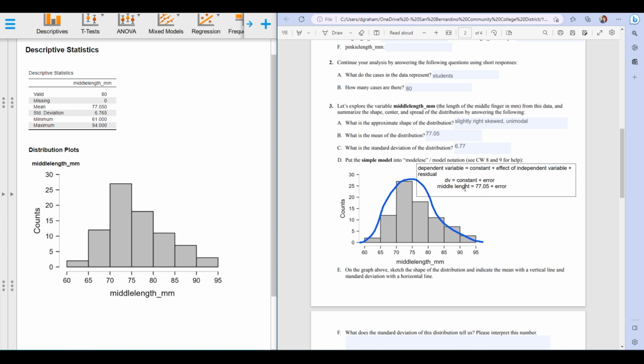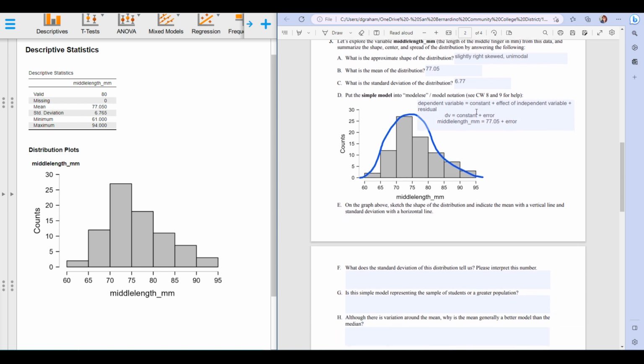So this is really what I'm looking for here, right? We have our variable middle length in millimeters, and we're going to start with our best guess and understand that we are likely to be off probably by about 6.77. Okay. So we have our model written out here.